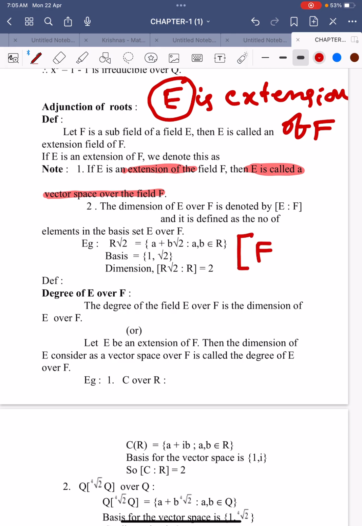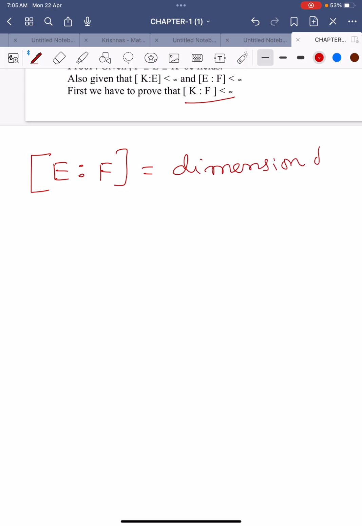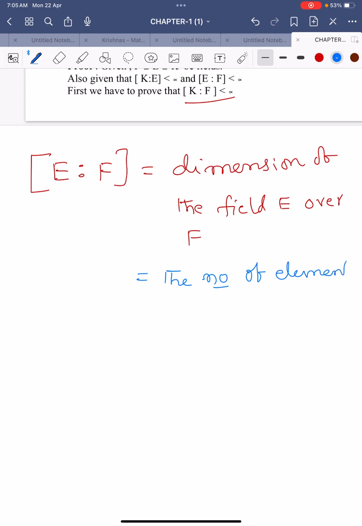The next very important note point. This is a symbol, dimension of E over F. This symbol represents the dimension of E over F. Read it as dimension of E over F. I think you know the definition of dimension. Dimension means the number of elements in the basis set of E over capital F.